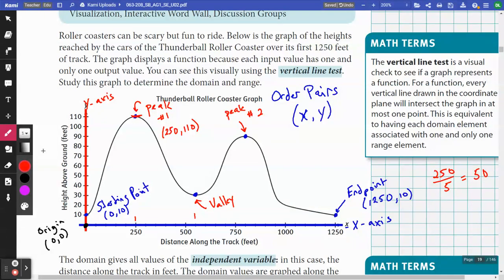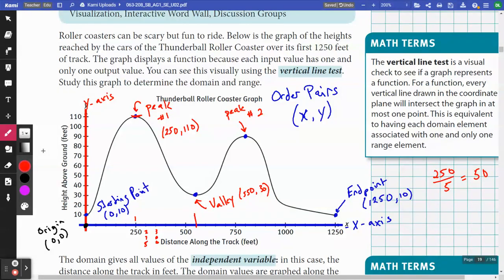So this would be 275, and then 300. That's how you can get that. So here, 500, and then what's this? 550. The valley here is at 550. And how low is it? 30. Okay.